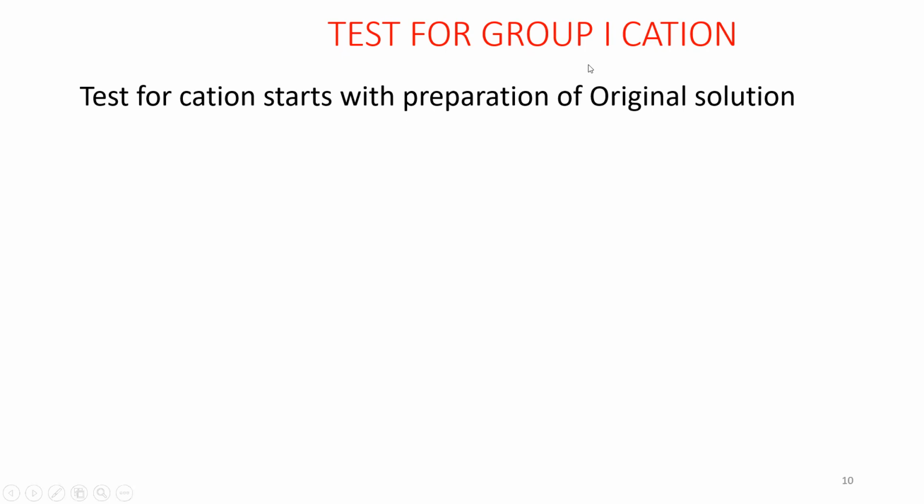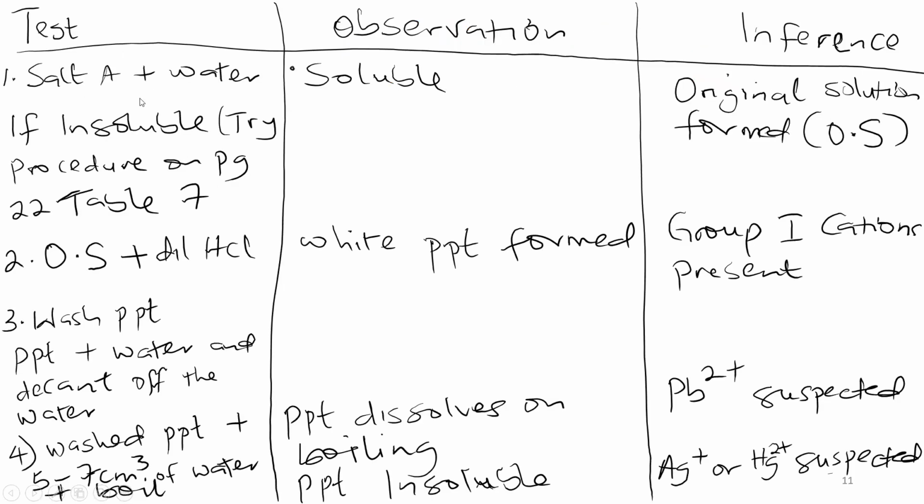So for the cation of group 1, we start the cation test by preparing the original solution. So we have our salt A plus water. If it's soluble, we say our original solution is prepared. If it's insoluble, we proceed to page 22, table 7, to get our original solution. Once we have our original solution, which is our OS, we say OS plus dilute HCl. Once you get a white precipitate, then invariably group 1 cation is present. So we are going to precipitate our group 1 cations using dilute HCl.